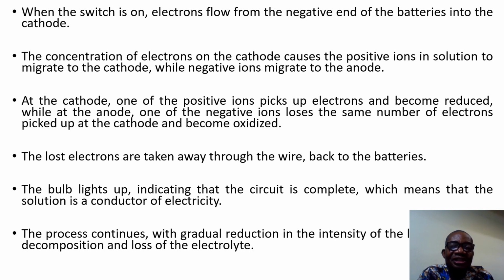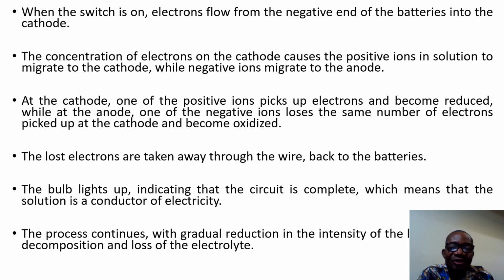When the switch is on, electrons flow from the negative end of the battery into the cathode. The concentration of electrons on the cathode causes the positive ions in the solution to migrate to the cathode. Because there are so many electrons in the cathode, the negative ions also move to the anode.